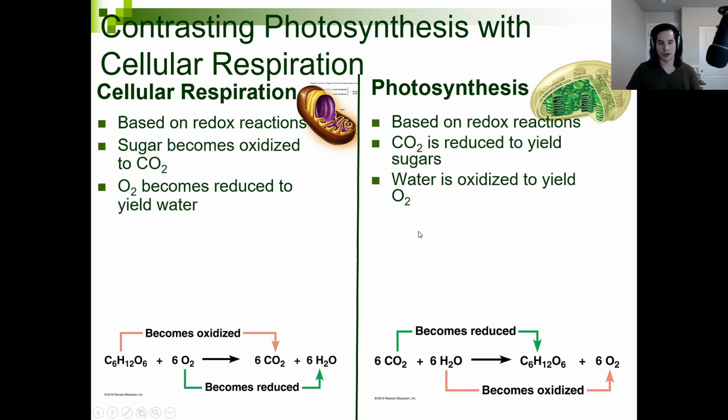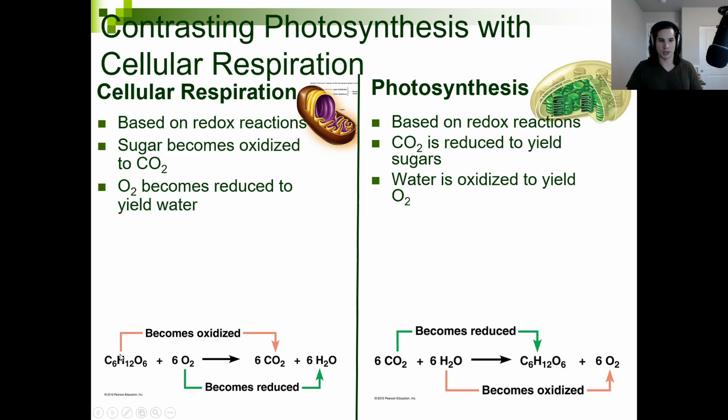So here's just comparing and contrasting the differences between cellular respiration and photosynthesis. They're both redox reactions. Remember, in cellular respiration, sugar is oxidized, and in photosynthesis, your CO2 is reduced to yield sugars. So sugar is oxidized into CO2 in cell respiration, and in photosynthesis, CO2 is reduced to make sugars. In cell respiration, oxygen becomes reduced to make water, and in photosynthesis, water is oxidized to yield oxygen, or O2. And here is just showing the equations.